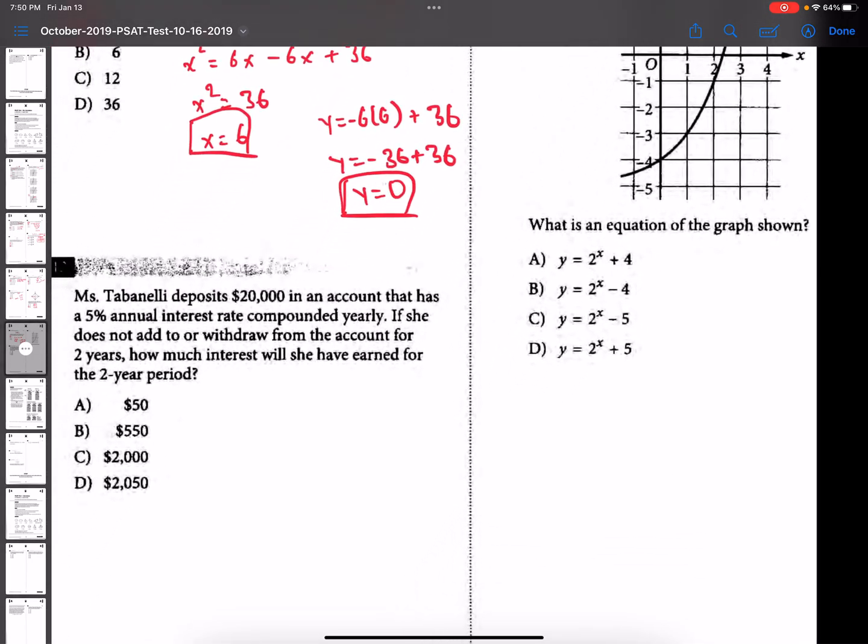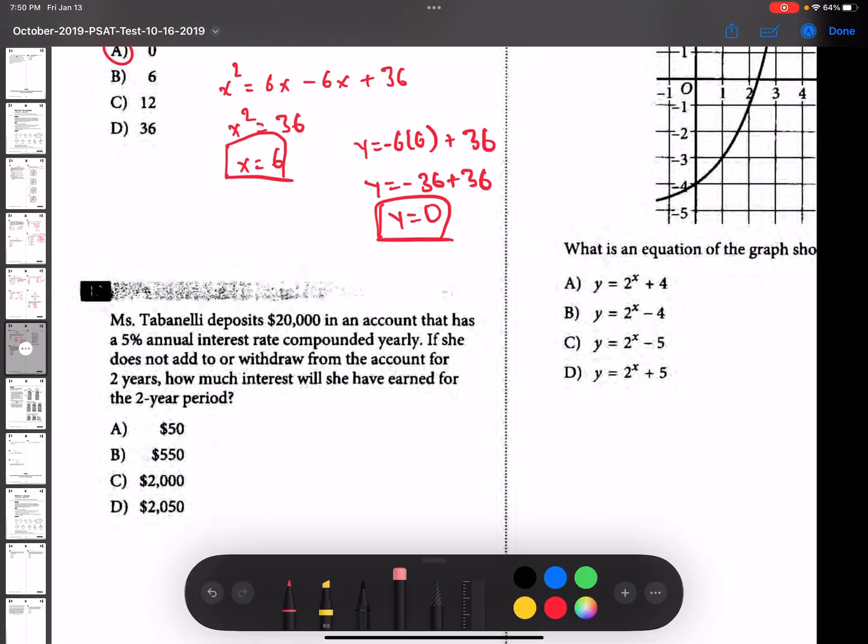Okay, so Miss Tabinelli deposits $20,000 in an account that has a 5% annual interest rate compounded yearly. If she does not add to or withdraw from the account for 2 years, how much interest will she have earned over the 2-year period? So 5% is annually. If it's 5% in 1 year, then in 2 years that's 10%. So 20,000 times 10%, which is 10 over 100. That should give us 2,000.